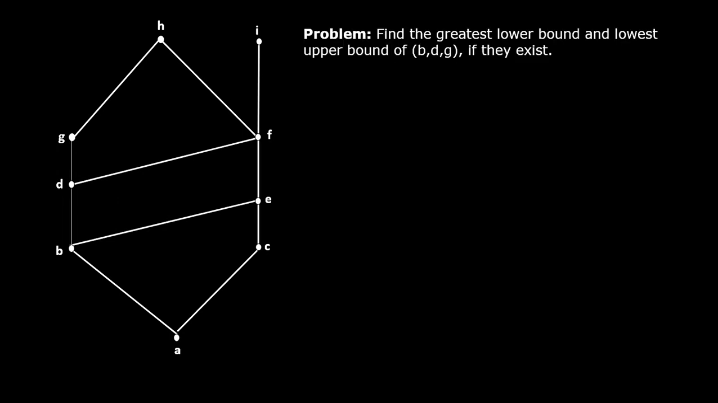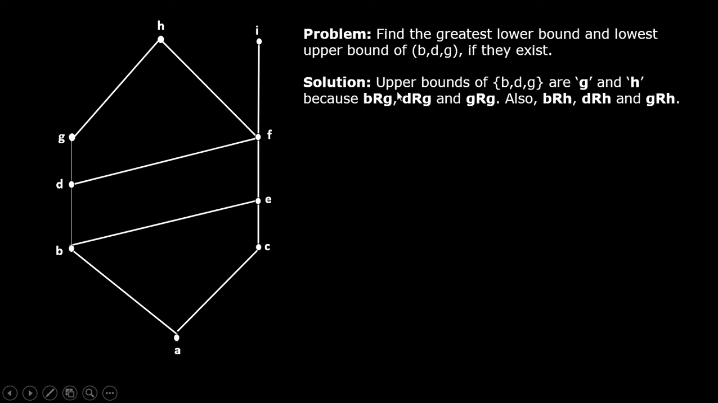Okay, so we have a problem given here which says that we have to find the greatest lower bound and the least upper bound of {B, D, G} if they exist. So {B, D, G} here is my subset T. So I have to find out the lower bounds, the greatest lower bound and the least upper bound of the subset {B, D, G}. Now it says that the upper bounds of {B, D, G} are G and H.